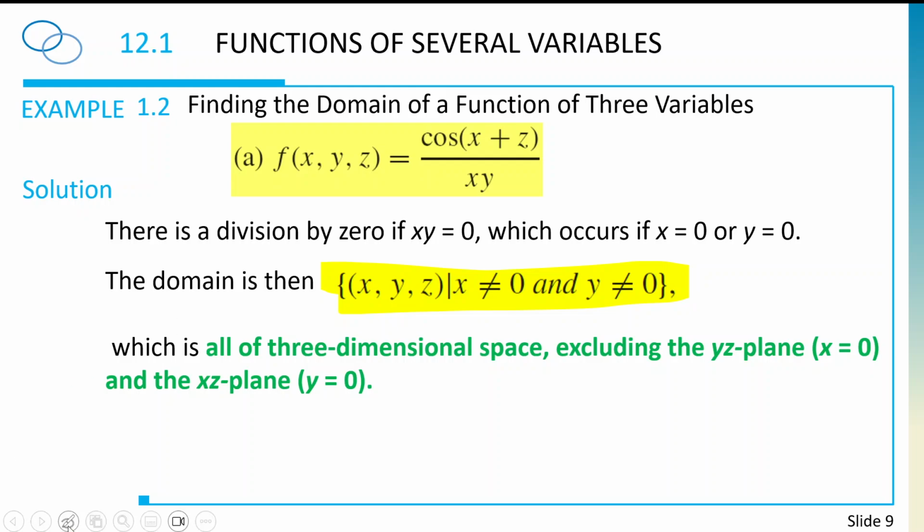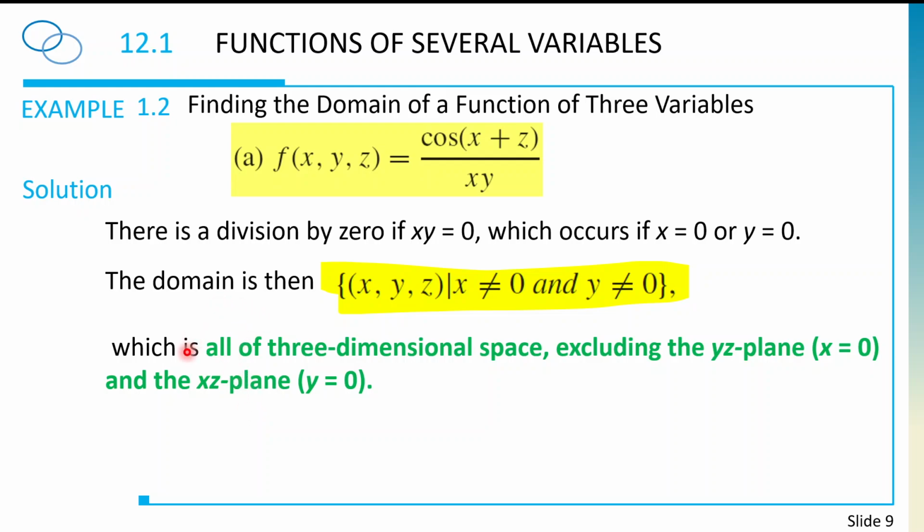how can we describe it? We can say that the domain is the set of all three-dimensional space excluding, notice, x does not equal 0, it means what? Excluding the yz plane. This is where x equals 0, the yz plane. Excluding the yz plane and the xz plane. So remember always, if x is equal to 0, this is basically the yz plane. If y is equal to 0, this is basically the xz plane. Always take the missing variables. This is the easiest way to see it. So if y equals 0, then this is the xz plane.